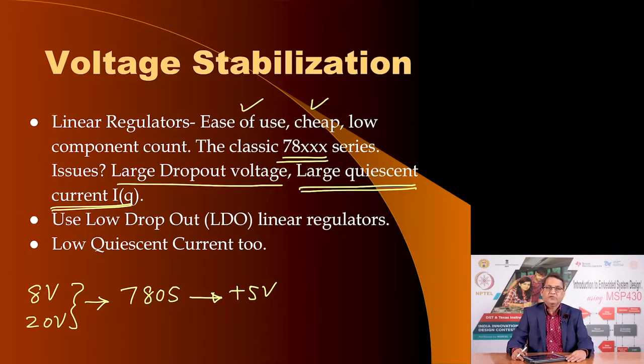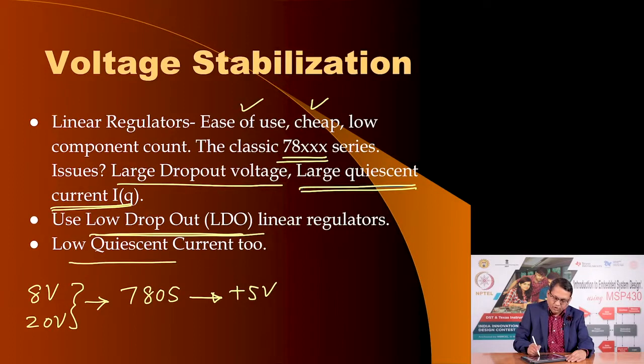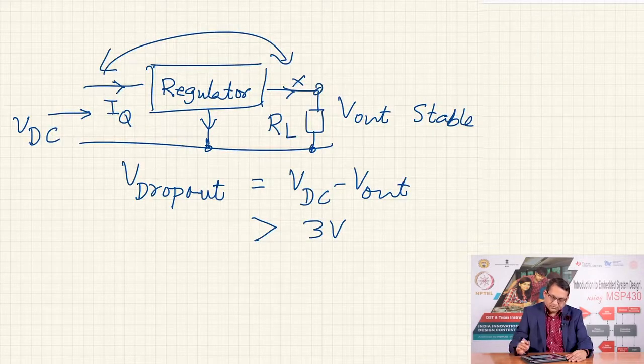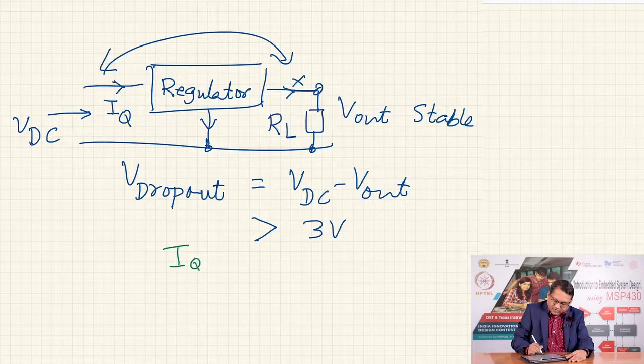What are the alternatives? Well, instead of using traditional 7/8 series types of voltage regulators, they have developed low dropout voltage regulators. They are called LDO regulators, and they also offer low quiescent current. Let us see what are the numbers. If I look at the 7/8 series of regulators, I have roughly 3 volts and the quiescent current IQ is of the order of 10 milliamperes.